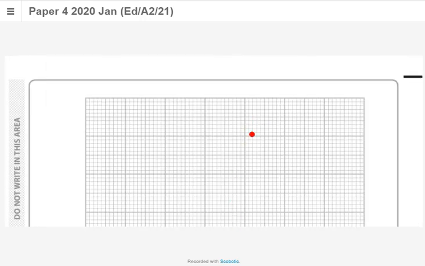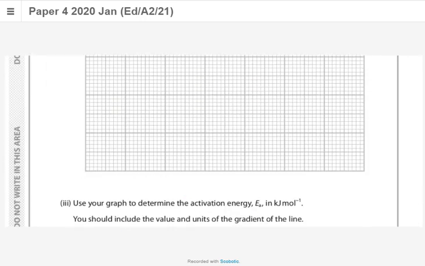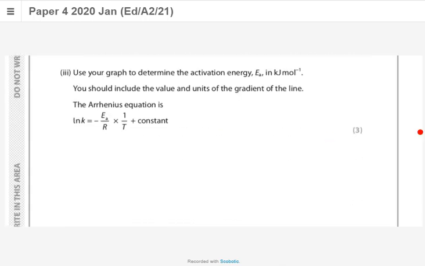So when you plot the graph, make sure at least 2/3 of the graph paper is used, and then plot the best fit line, right? I'm not going to do that just to save time. In order to find the activation energy, you calculate the gradient.